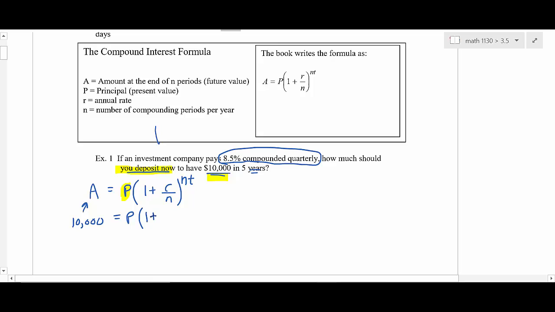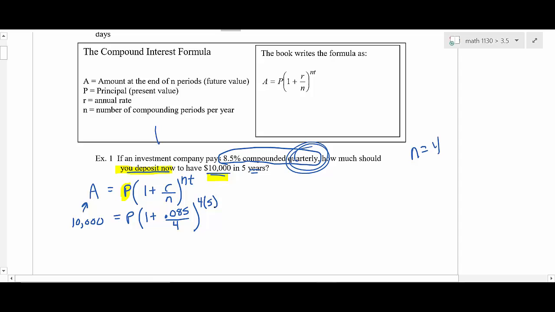Okay, and then in this, you have 8.5% interest. So you remember you moved the decimal back 2, so that's 0.085. And it's quarterly. So what does that tell you? n is 4. Okay, so we have that, it's over 4. Then what we'll have here in the exponent is 4, but it also says 5 years.